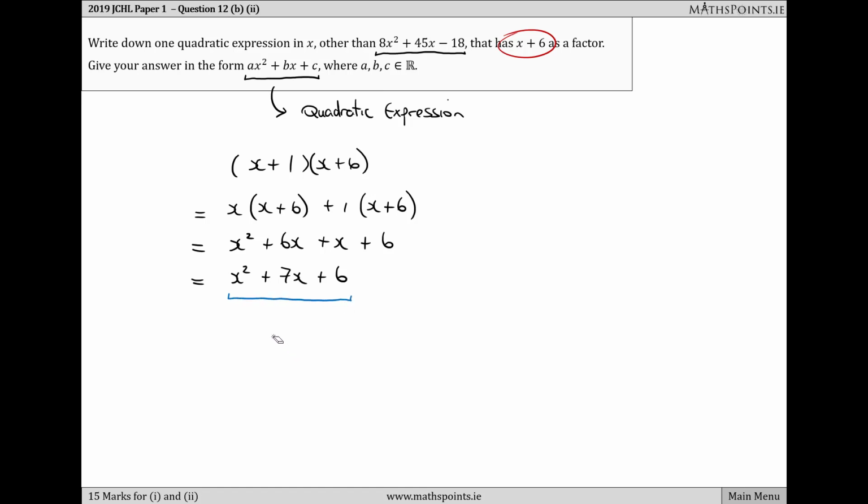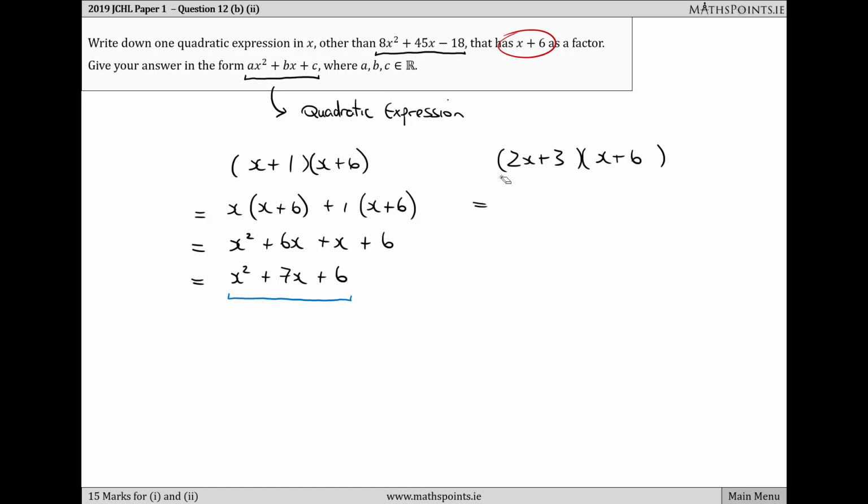Now, this is only one of an infinite amount of solutions. So just to do another one so we can see that there would have been multiple possible solutions to this, I'm going to open up another set of brackets. Again, I need to multiply it by x plus 6. And I'm going to create something a little bit more complicated, so maybe 2x plus 3. And again, I can come up with whatever I like in the first bracket. As long as it has an x in it, it will multiply by the x in the second bracket to give us the x squared.